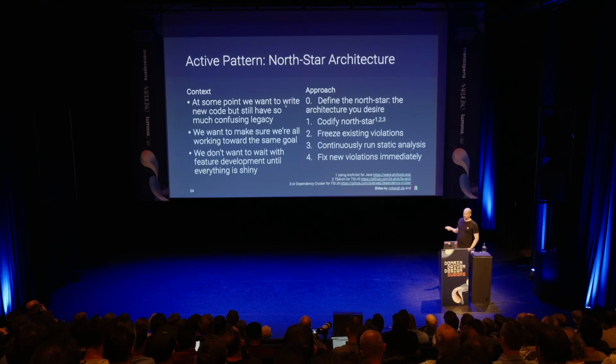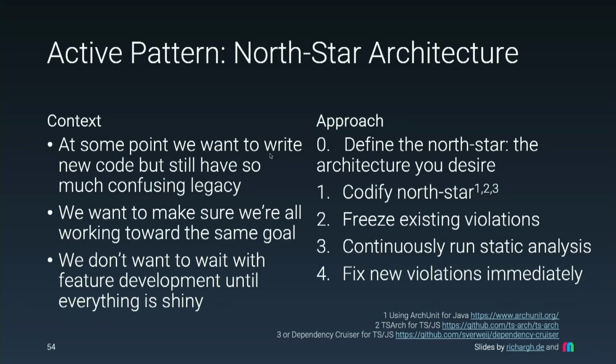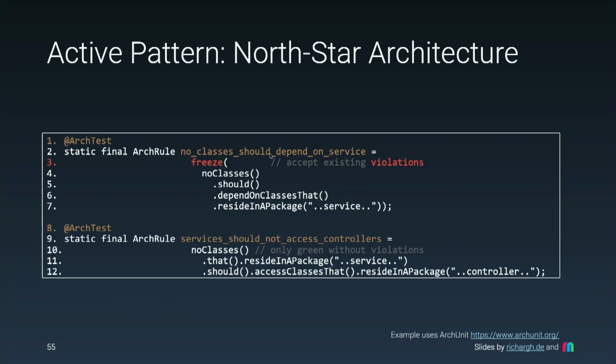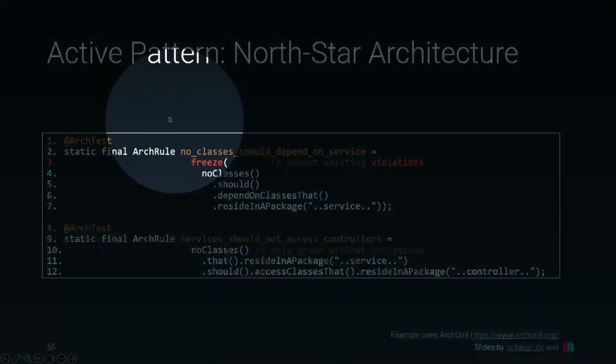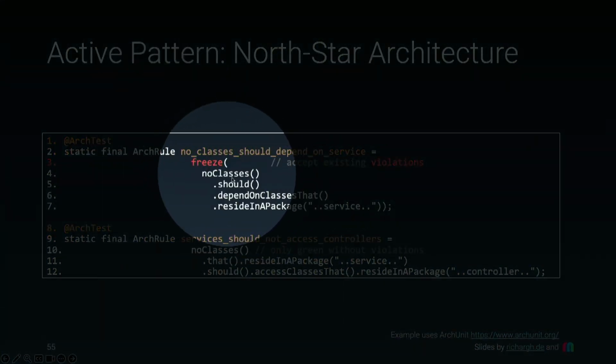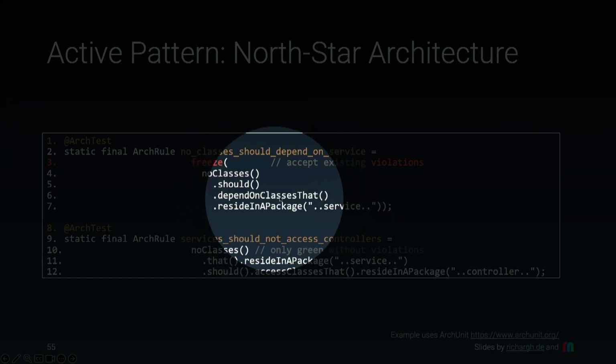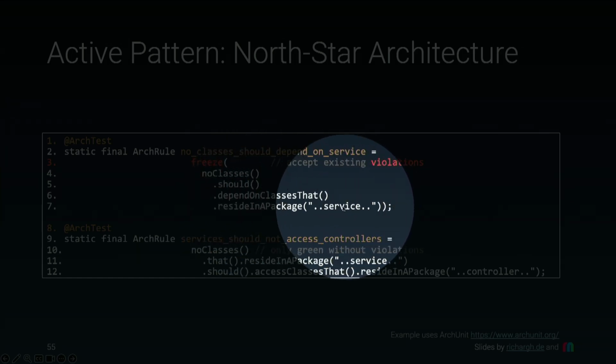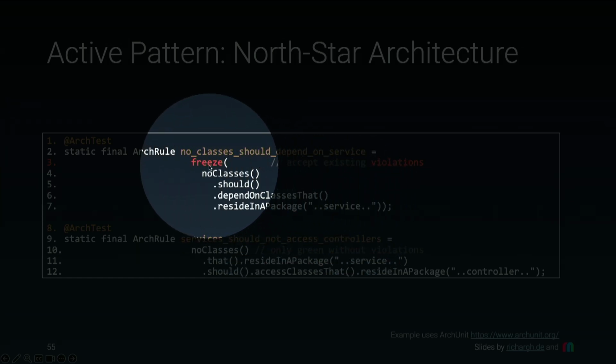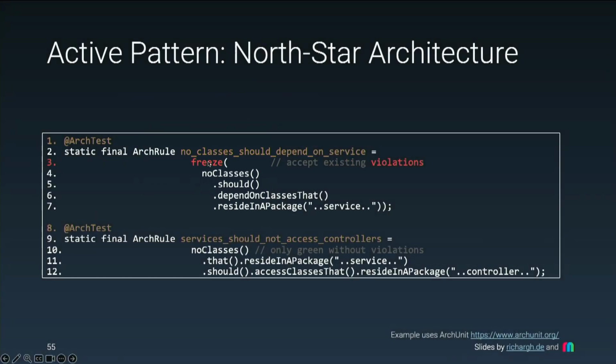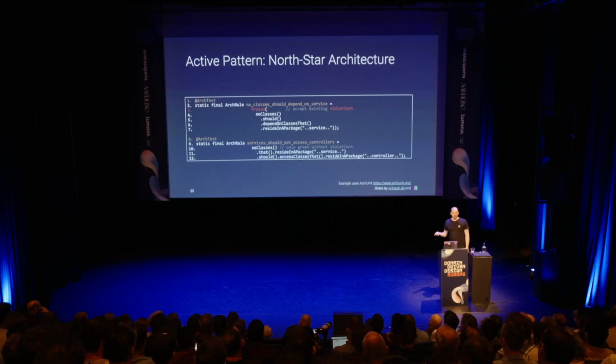And I'm going to quickly say something about North Star. At some point, you know what you want to have, the architecture you want to have, but you're still in a bad state. Using tools, you can document what you want to have. No classes should depend on classes that reside in a package service. And you can say, I'm going to freeze all my violations, but when future violations come, this thing is going to throw an exception.